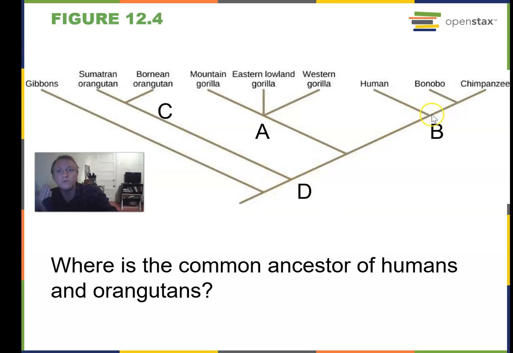Okay, so let's find humans, and let's go back to the common branch point of orangutans. Okay, and so D, you can see here, branches. One of those goes and eventually becomes humans. One of those goes and becomes orangutans. So D is the common ancestor of humans and orangutans. I pointed it out. It's right there. There it is. The common ancestor.